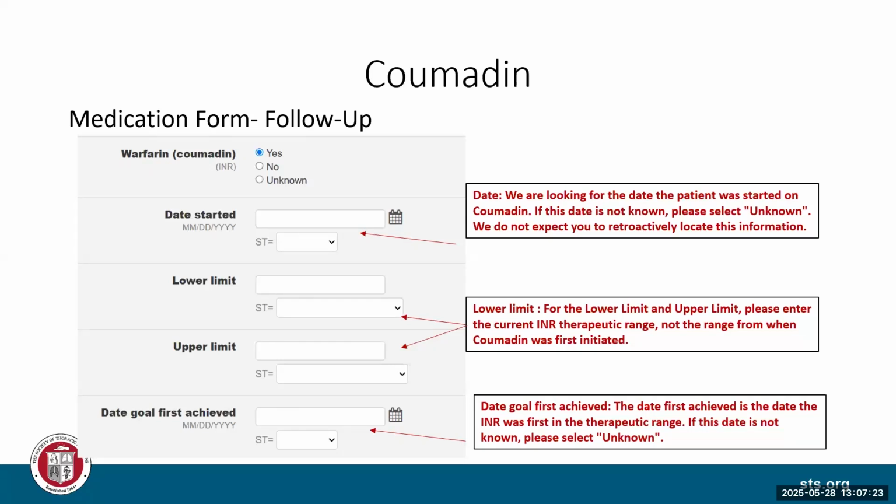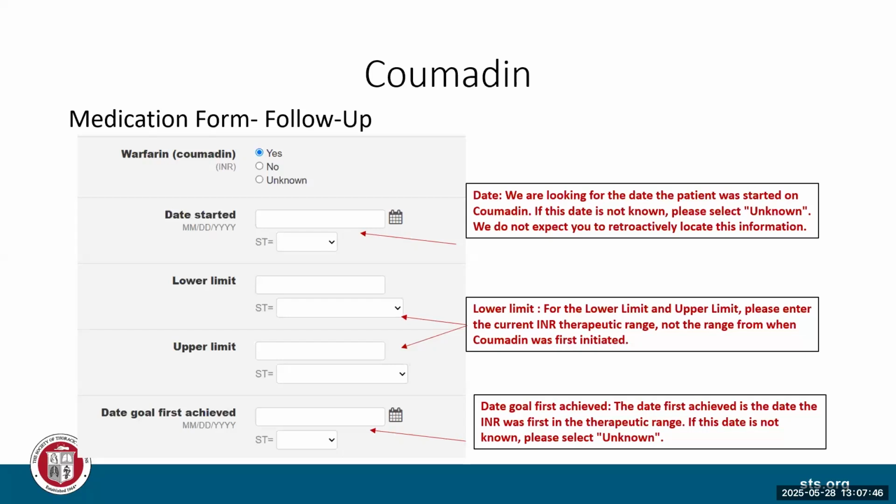If this is a new drug, then yes, we do want to know, or if it's a new implant and the patient is newly being started on Coumadin, we are interested in when that was started. So you would just enter the date. And then we have two fields, one for lower limit, one for upper limit. And that is just looking at the current therapeutic range, not specifically when the Coumadin was first started.